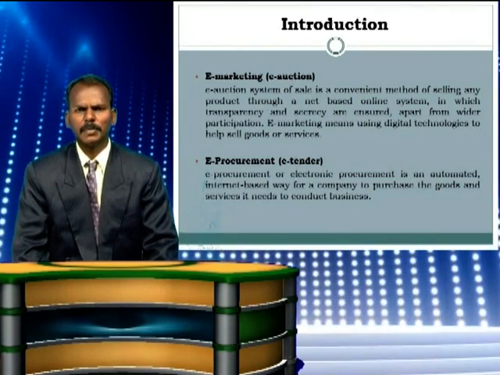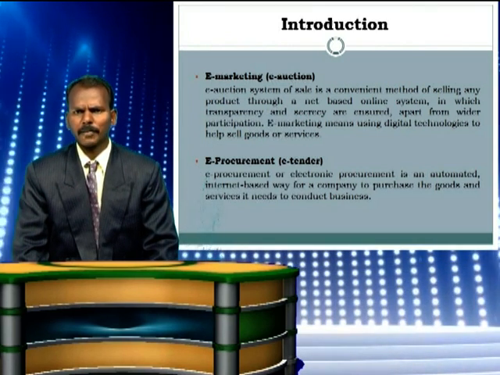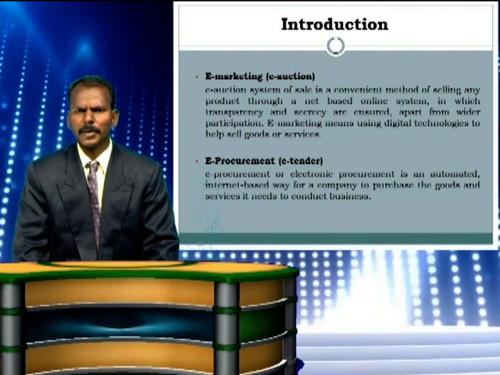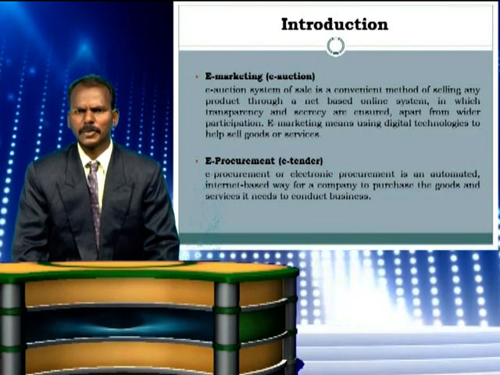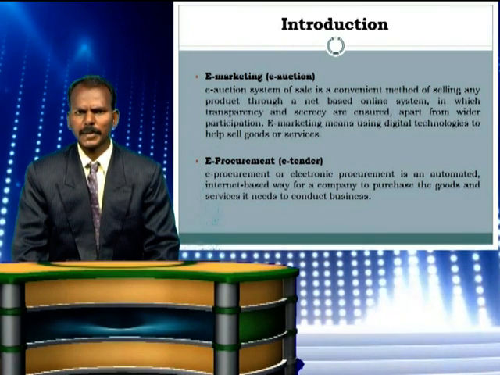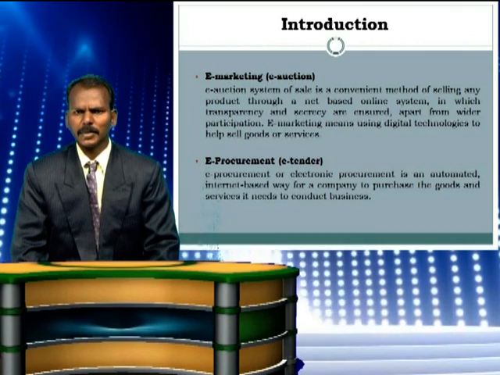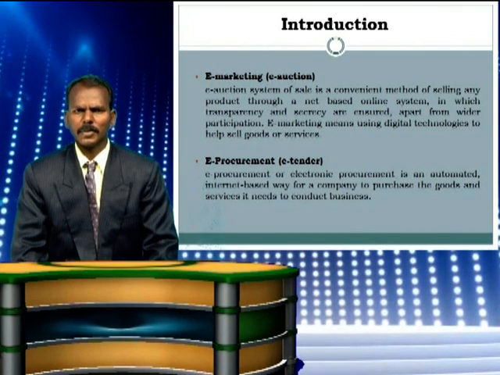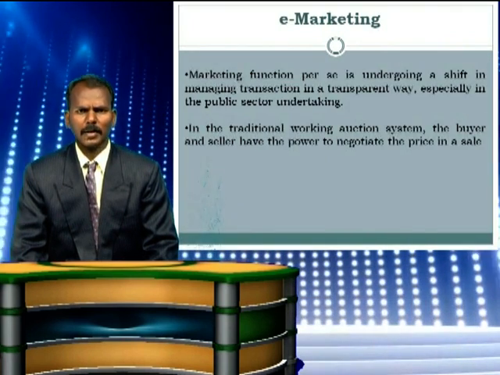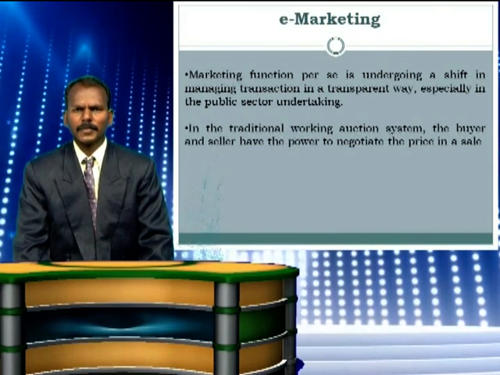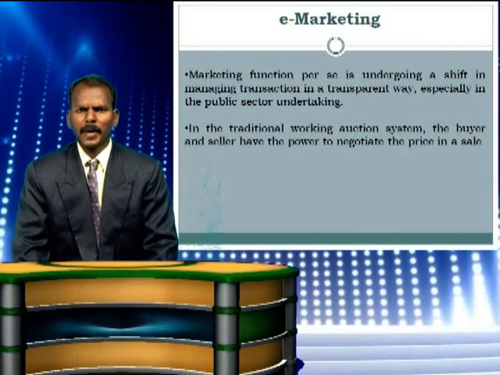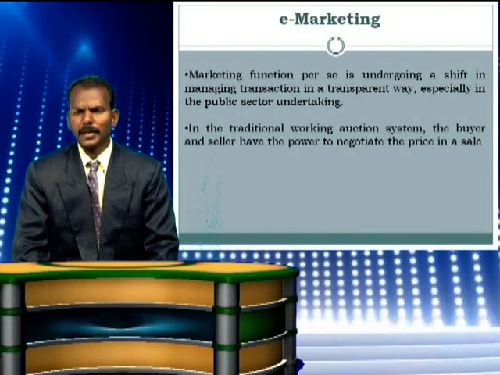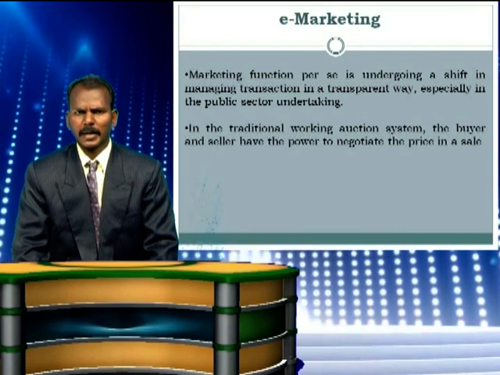Introduction. E-marketing. The e-auction system of sale is a convenient method of selling any product through a net-based online system in which transparency and secrecy are ensured apart from wider participation. E-marketing means using digital technology to help sell goods and services. The e-marketing function per se is undergoing a shift in managing transactions in a transparent way, especially in public sector undertakings.